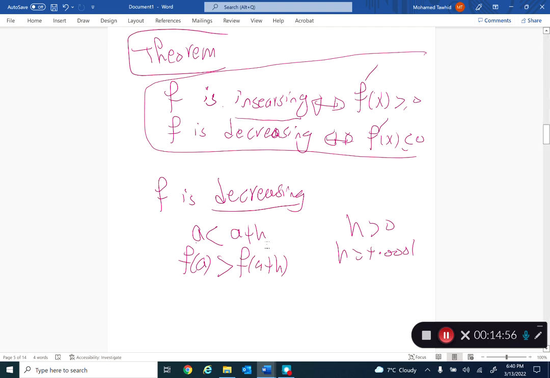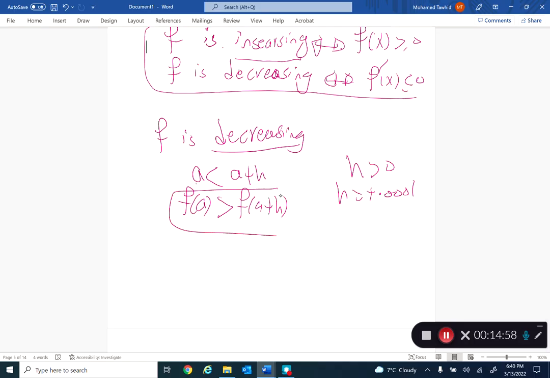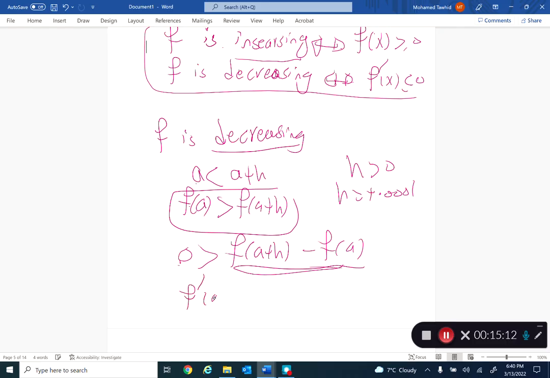Now if I take f of a to the other side, what do you have? f of a plus h minus f of a. The difference here is less than 0, meaning it's negative. So what is my definition? The derivative at a, that is your slope, is the limit as h goes to 0 of f of a plus h minus f of a over h.